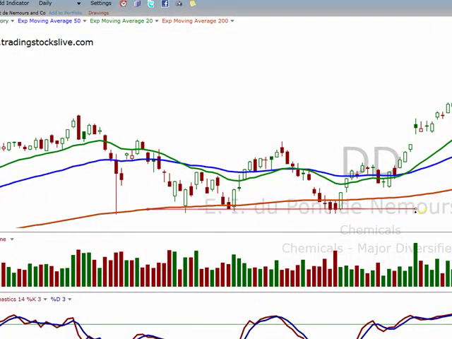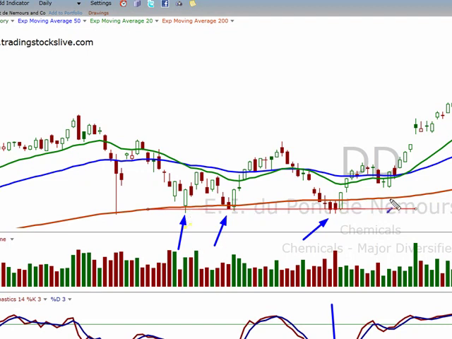We see that DuPont hit support 3 times. This is 1 time, 2 times, twice, and that's the 3rd time. The 3rd time being on the stochastics level that is oversold. Now, what I want to really point out to you guys is this line. This is the 200-day moving average.